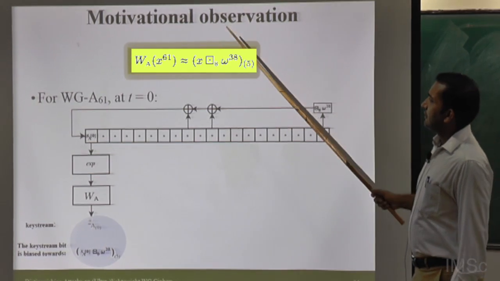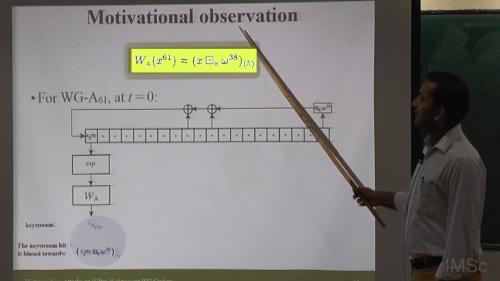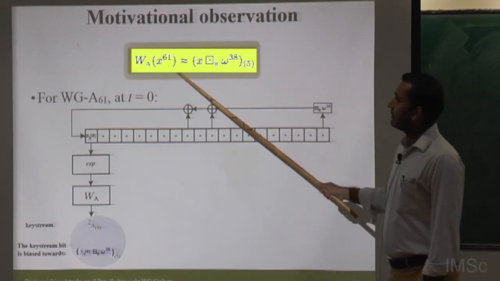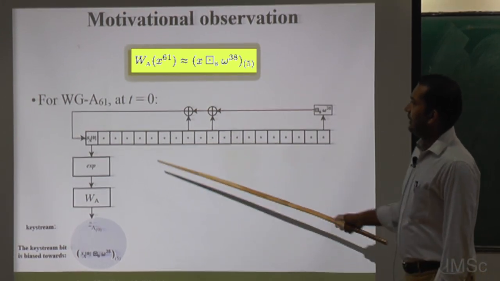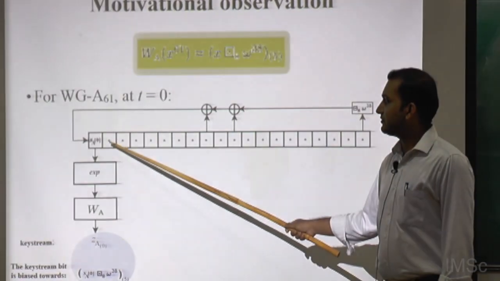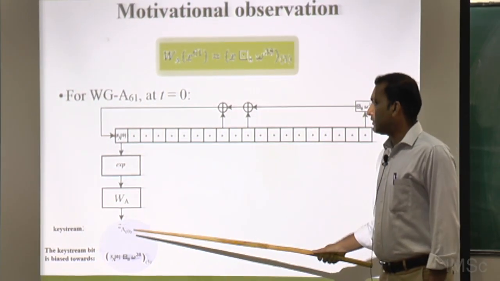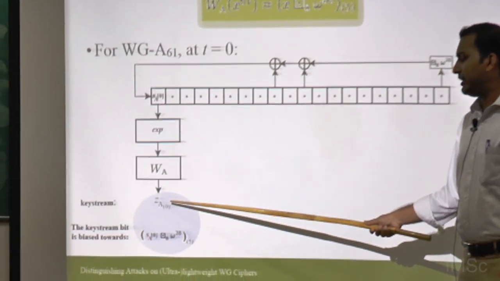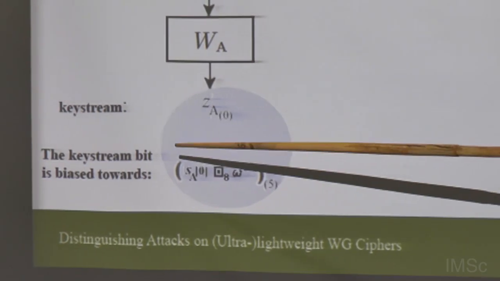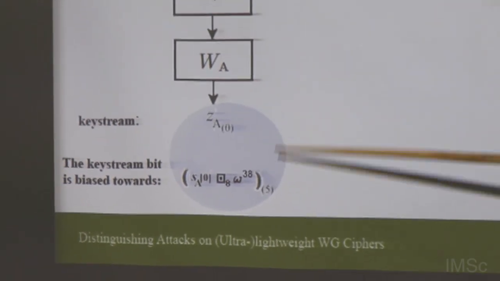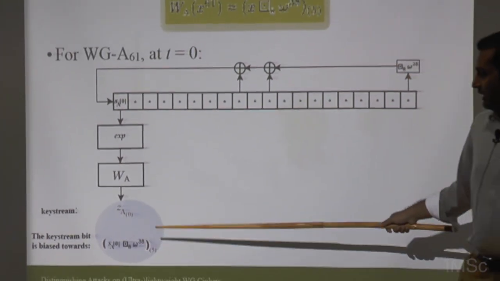Now, when i equals 5, we can say that the fifth bit of the product of input and omega power 38 will be equal to the output of transformation. So this is the key stream generator used in WGA 61. Let us assume that SA0 is the 20th stage of the LFSR at t equal to 0, and the output key stream bit will be ZA subscript 0. From this equation, we find that the key stream bit is biased towards SA0 into omega power 38. This is a multiplication factor, and the fifth means it will be biased towards the fifth bit of this value.